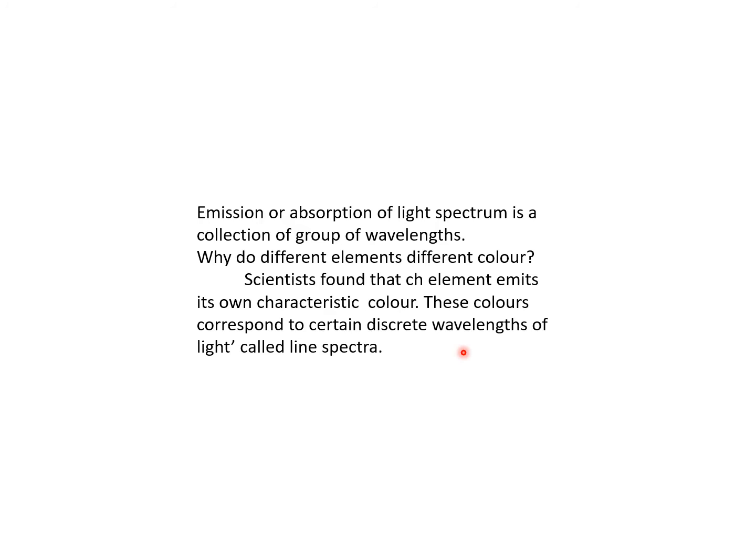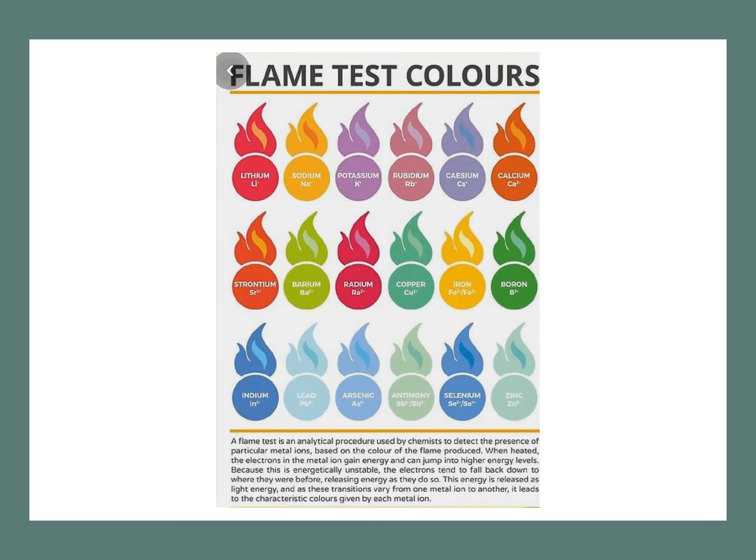So here, when these colors correspond to certain discrete wavelengths of light, these lights are known as line spectra, because each is emitted in the form of lines. So here, this spectrum is known as line spectra.